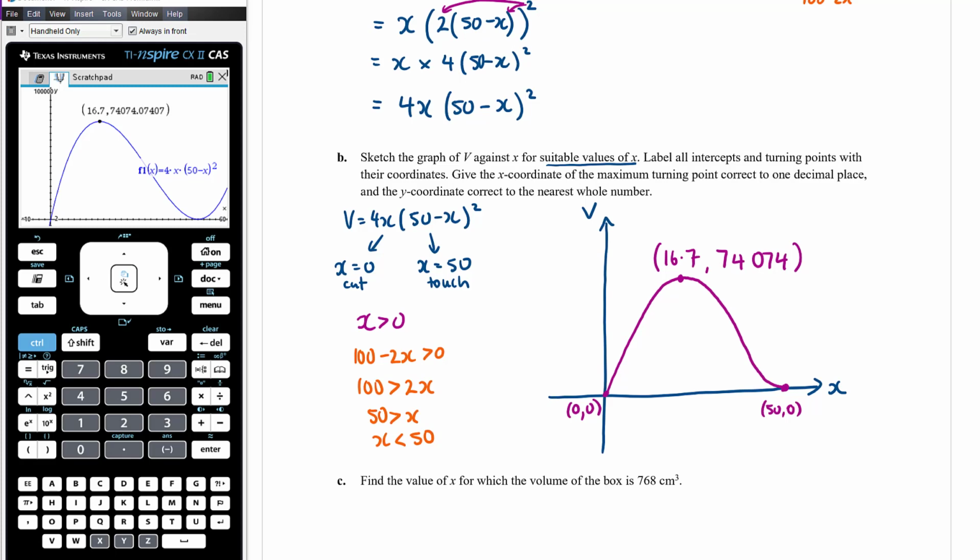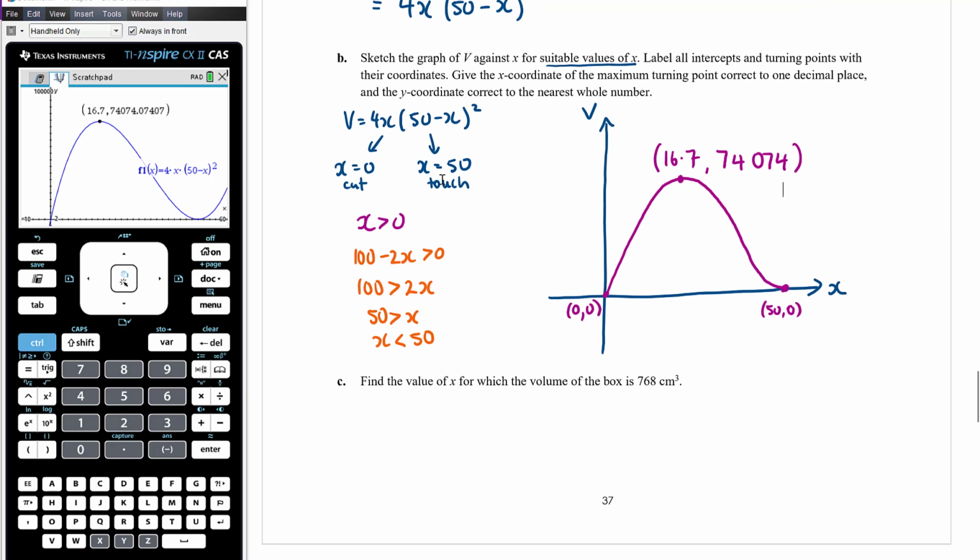Find the value of x for which the volume of the box is 768. Oh, now that's tiny, sorry. I meant to edit this question last year. Let's change the question. We can see that compared to the maximum volume of 74,000, that 700 is ridiculously tiny. Okay, I'm going to make this different. Let's say find the value of x for which the volume of the box is 30,000 cubic centimeters. Okay, so I'm just changing the question. It's not a good question.